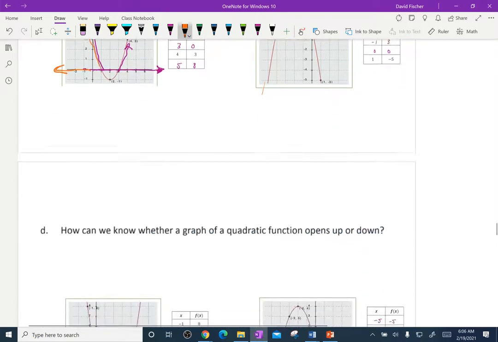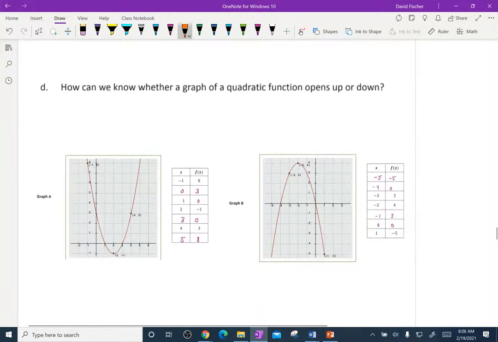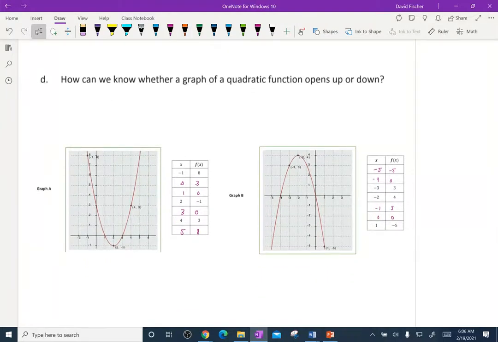All right. How can we know whether a graph of a quadratic function opens upwards or downwards? Well, if you're looking at a graph, the most basic thing, you just look at it and you can tell whether it opens upwards or downwards. I think what they're getting at here is that they're looking at the actual function, written in f of x form, like minus 3x squared plus 2x minus 4.